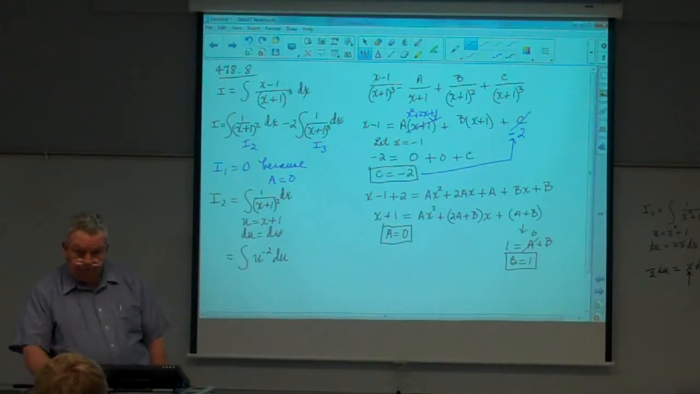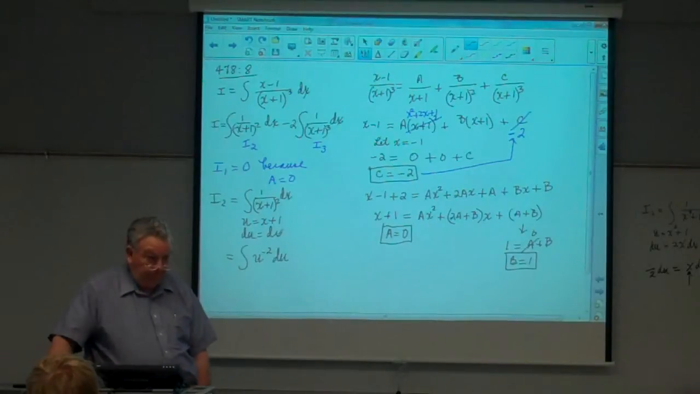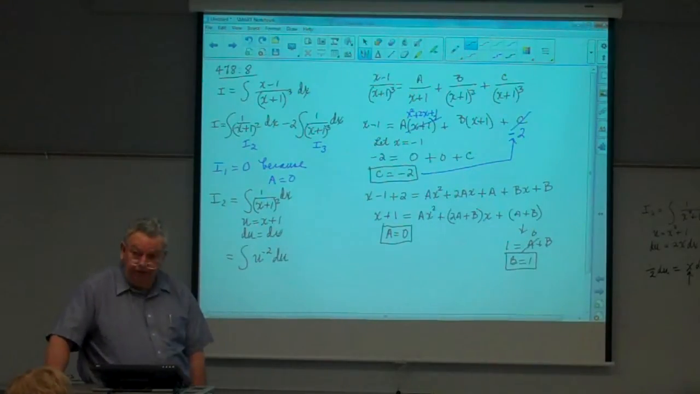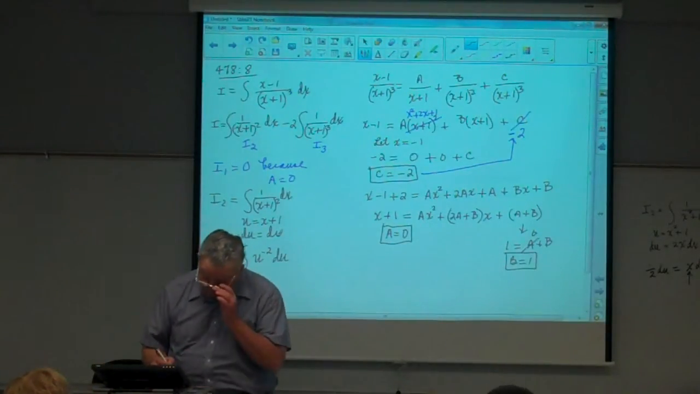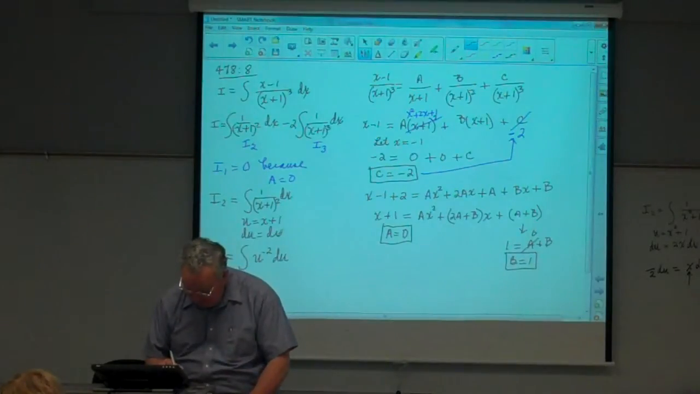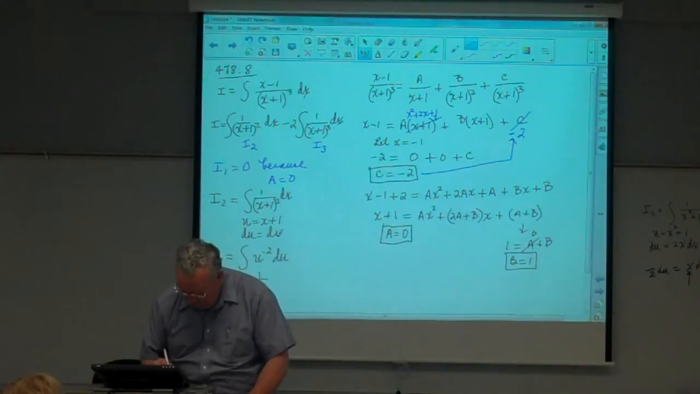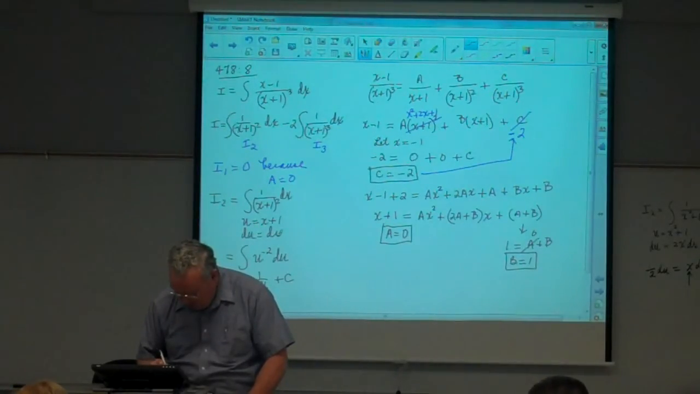Everybody agree? Add 1 to the exponent and divide by the exponent. Isn't that -1 over u plus c, which is equal to minus 1 over x plus 1 plus c.